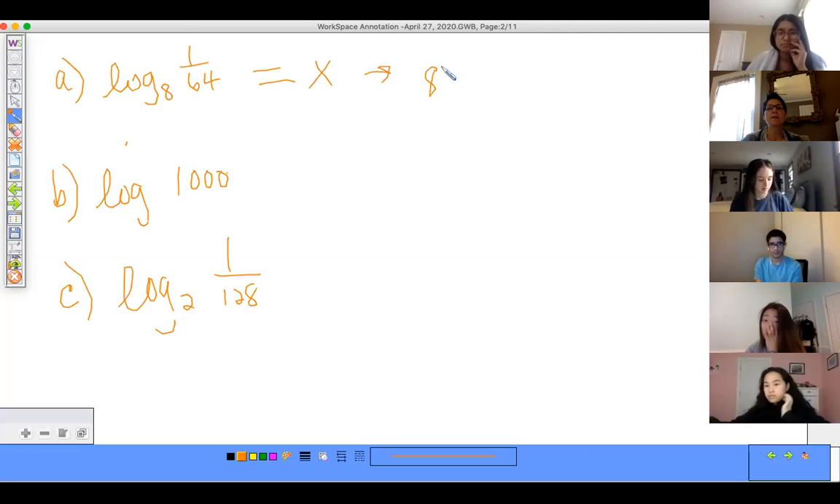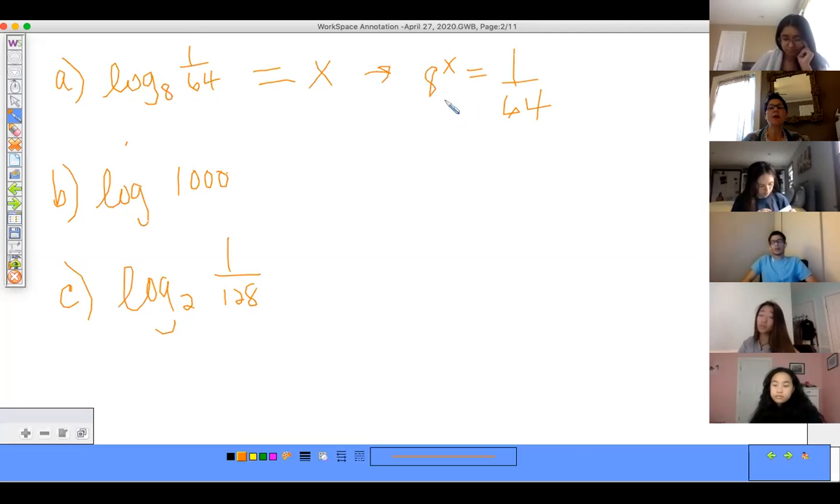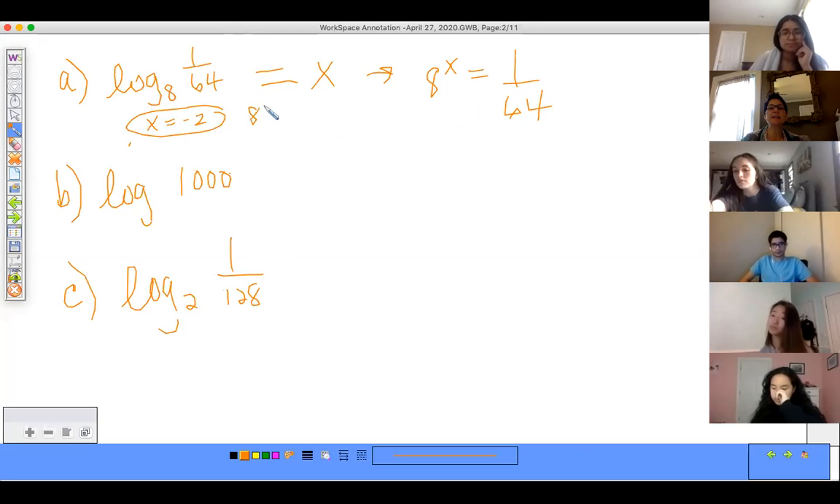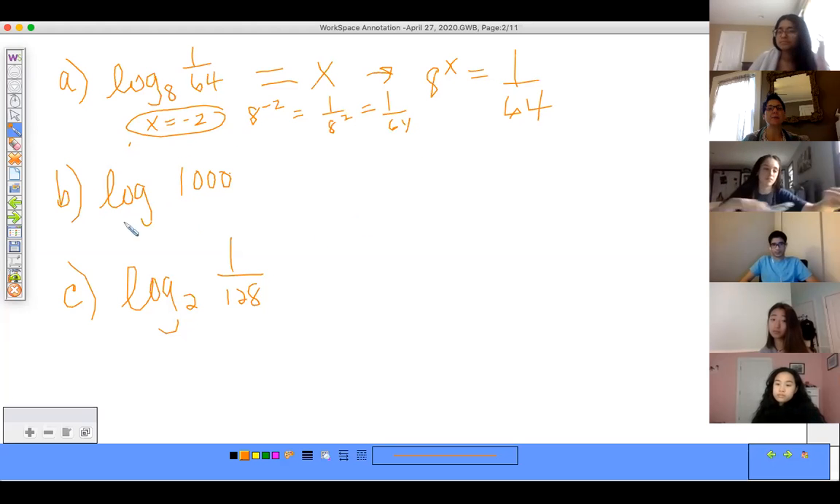8 to the x power equals 1 over 64. Right, you're doing great. So in other words, you're saying 8 to some number is going to give you 1 over 64. What is that number that we speak of? Negative 2. So did we all get negative 2 for the first one? Good. So x equals negative 2 for the first one because 8 to the negative 2 is equal to 1 over 8 squared, which is 1 over 64. So we're using those beautiful exponent properties.